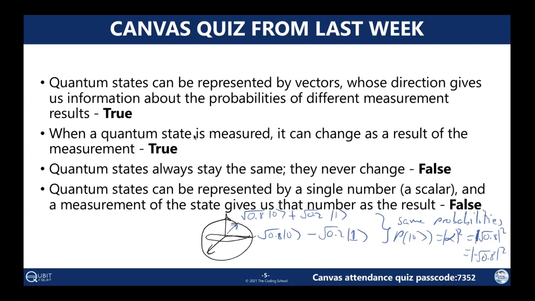The second question was, when a quantum state is measured, it can change as a result of the measurement. And that is true. There are many different ways and reasons that this can occur. One is just that whenever we perform a measurement, we do have to interact with our system in some way. And so if we interact strongly with our system, then we will functionally be entangling our measurement device with our quantum state. And so that will change the quantum state.